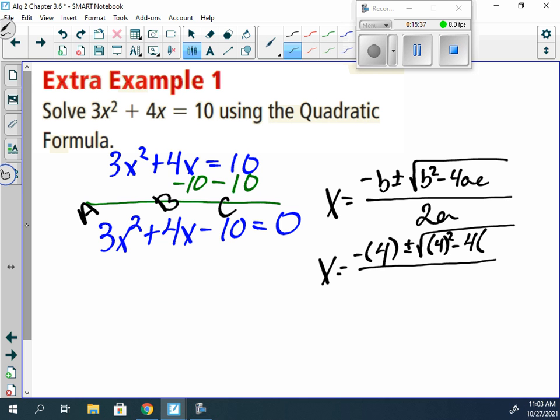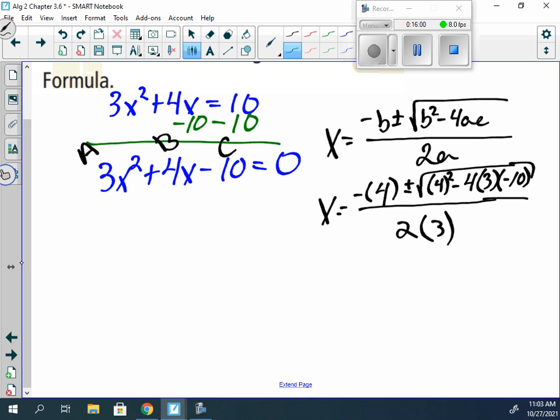Well, a is, this time, 3. And c is negative 10. And this here will be all over 2a. Well, a is 3. So we get this here. Well, negative parentheses 4, close parentheses, is just negative 4.